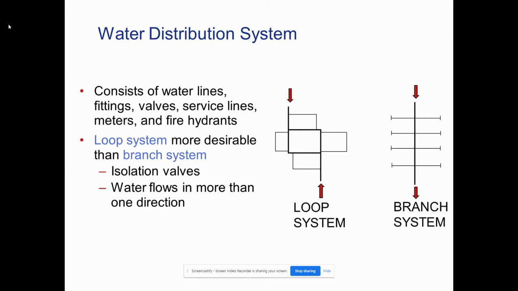Real quick, if you look to the right, the branch system. Okay, in a branch system, if one part of that line breaks, the whole system needs to be shut down because there's no other way to feed the water. But in a loop system, the water flows in more than one direction, and we can easily shut off the part of the line that is damaged and fix it and still provide water service to most of the area.